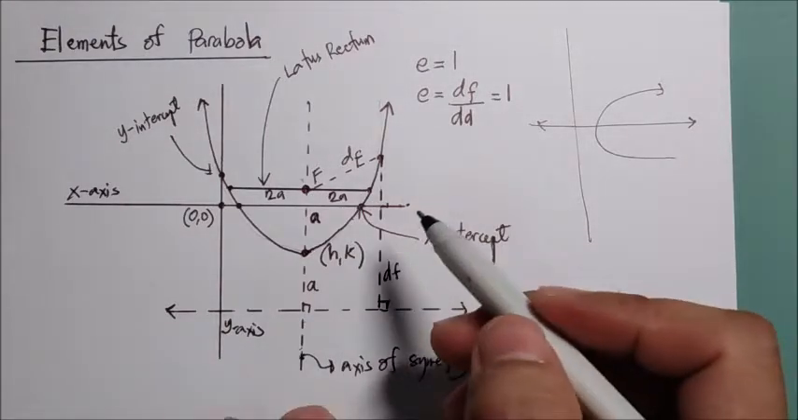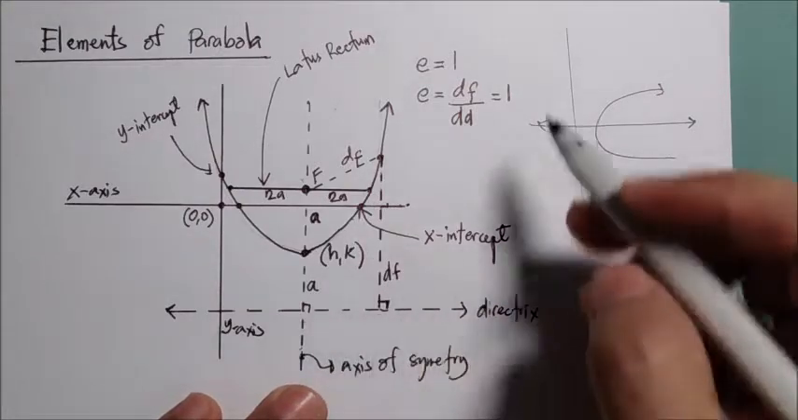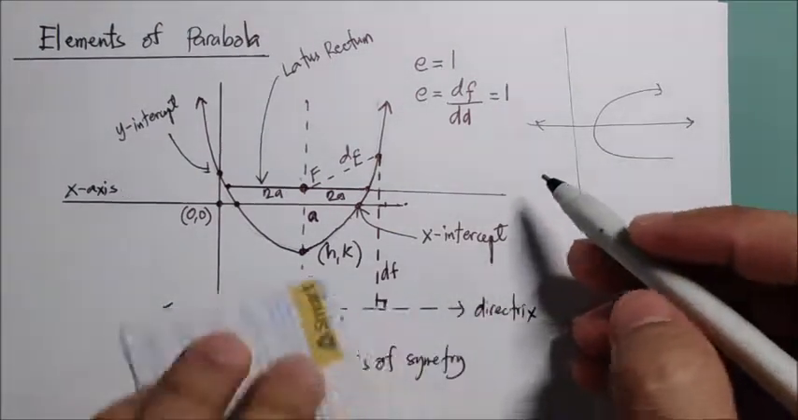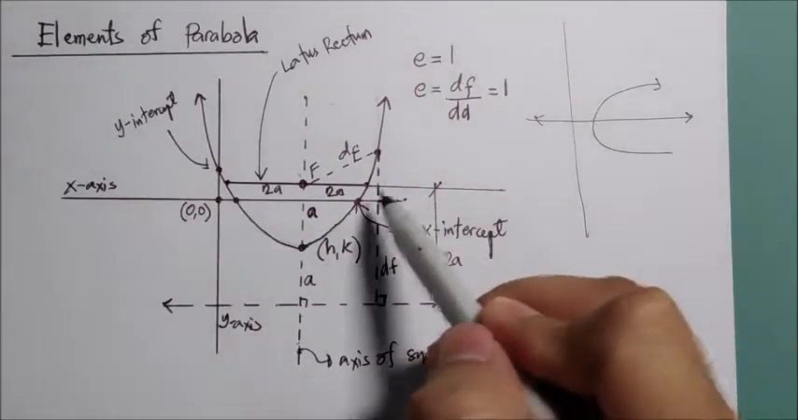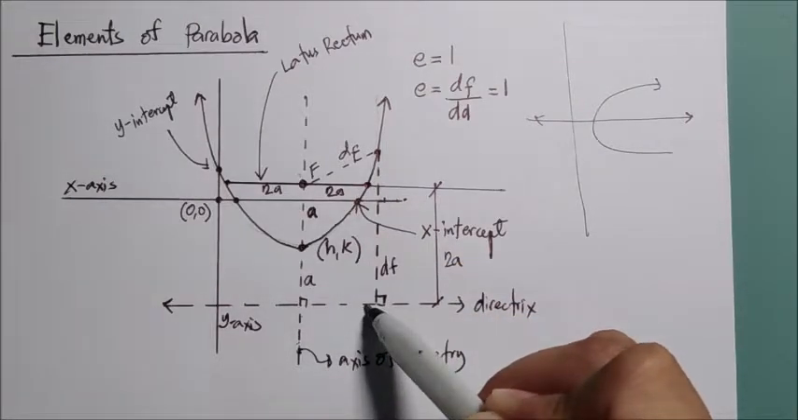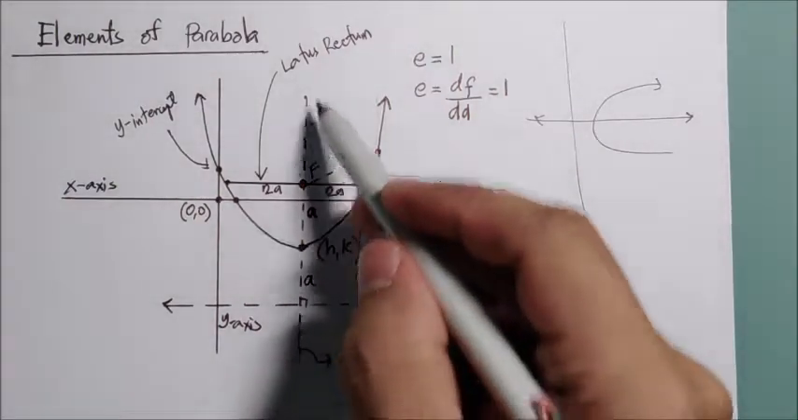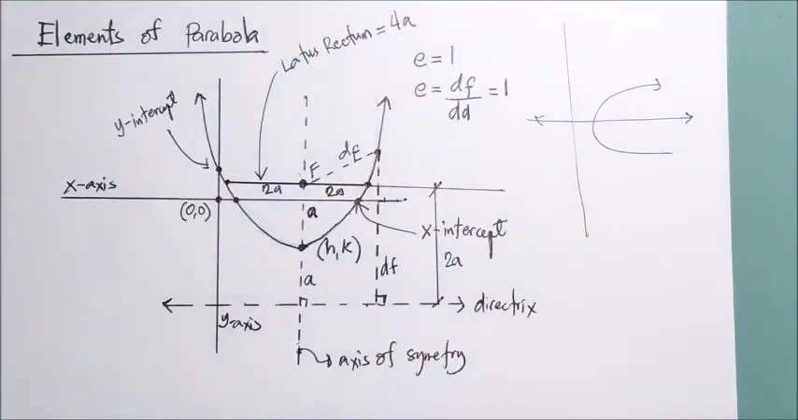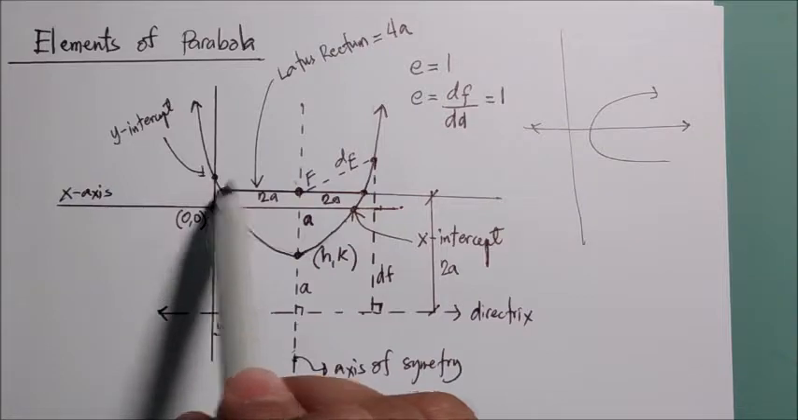So if this is 2a, this is also 2a, right? From this point to the directrix, this is 2a, because for any point on the parabola, the distance to the focus and the distance to the directrix are equal. So if this distance is 2a, this distance is also 2a. Therefore, the measure of our latus rectum is equal to 4a. The latus rectum is from this point to that point.